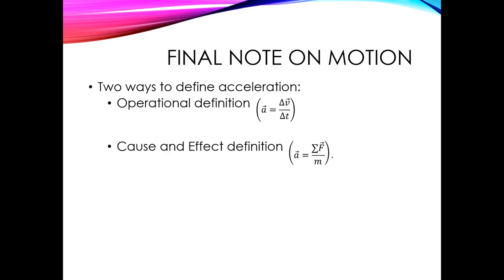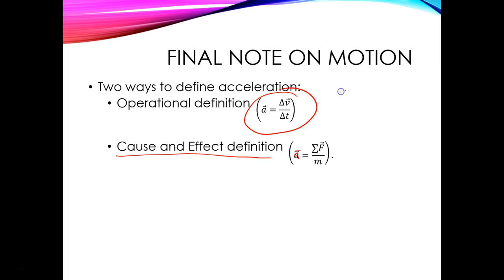The last note on motion is we've seen two different ways to define acceleration. We have that operational definition. So basically, what is acceleration? According to that definition, acceleration is equal to our change in velocity divided by our change in time, because that's physically what it is. There's also the cause and effect definition, though, and that's basically saying that the acceleration is the effect of some force acting on a mass. And depending on the type of problem that you want to solve, it's going to depend on how you want to define your acceleration.